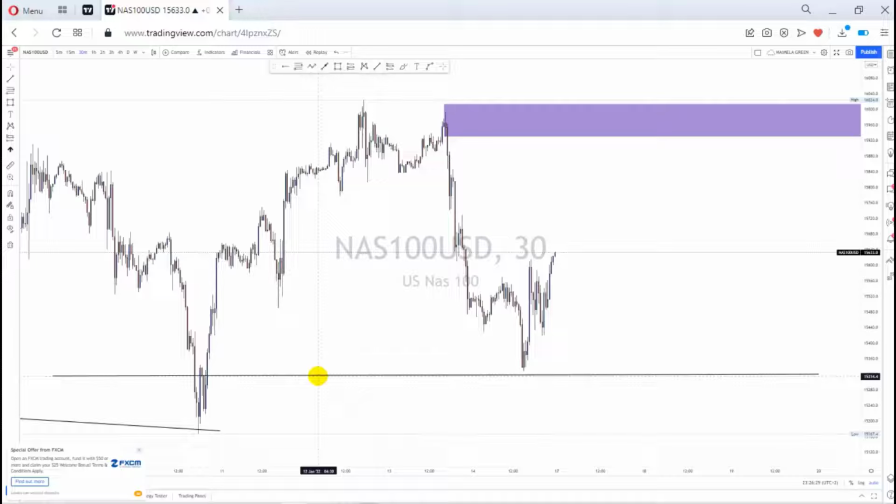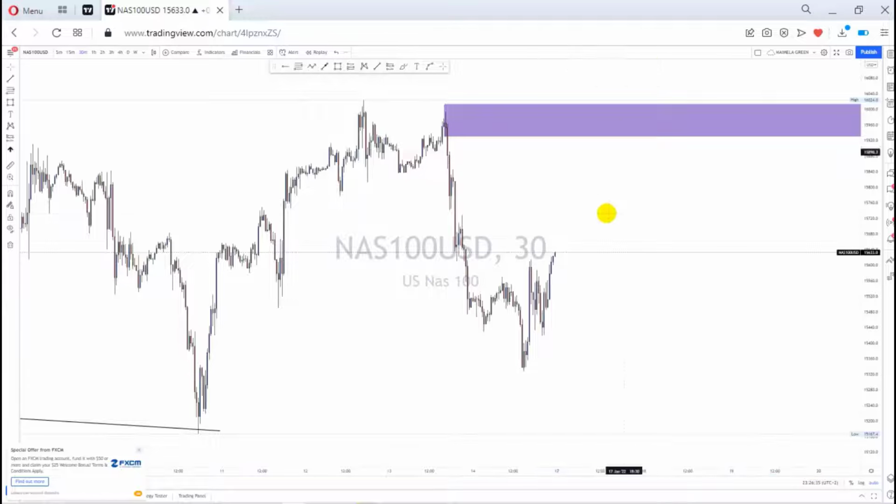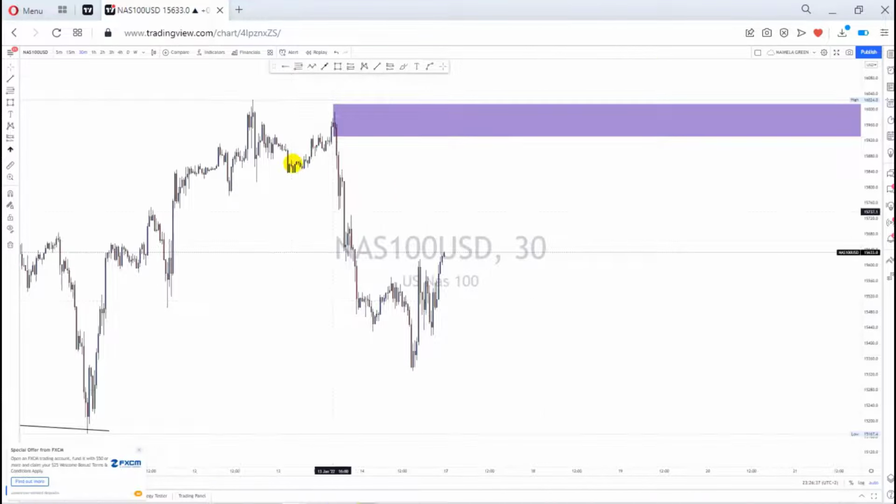The setup, or the bias that I'm having on NASDAQ, is for them to come to this one here. So this will be what I'll be looking for on NASDAQ. This is my break of structure here.